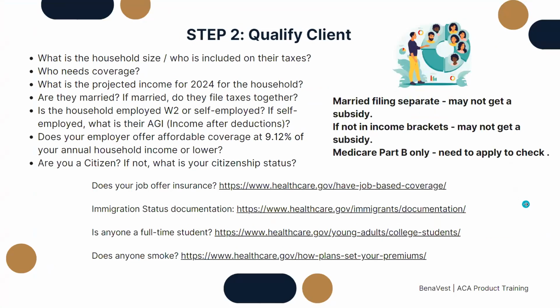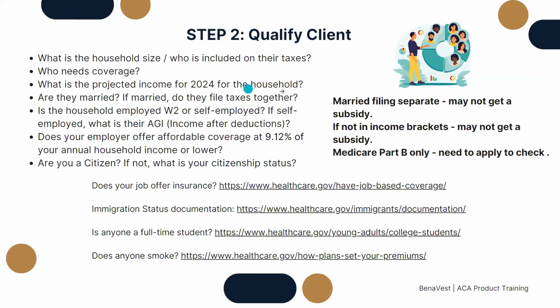Okay, the next step is to qualify the client. So once you get the consent from the client, now you'll go into gathering their information so you can provide them with a quote. So you're going to gather the household size, who's included on their taxes. So remember, anyone on their taxes needs to be listed in the application. Does not mean that everyone needs insurance. You just need to have everyone listed. And then you'll select who needs the insurance and who doesn't. Okay, so that's who needs coverage.